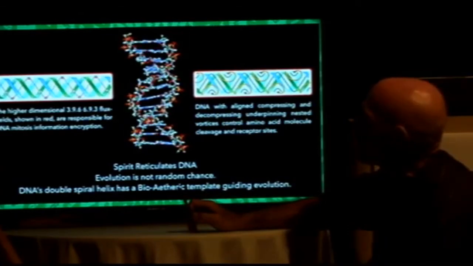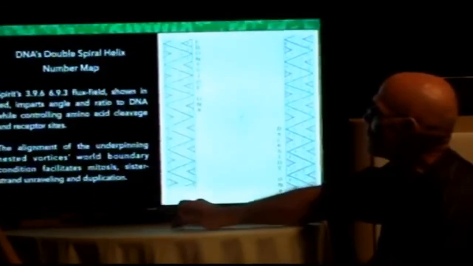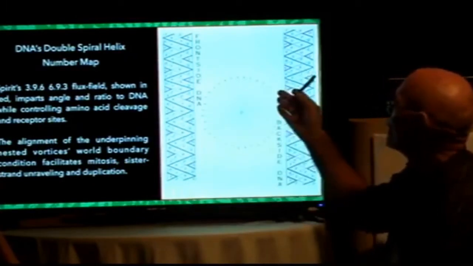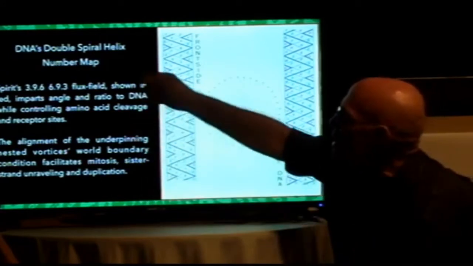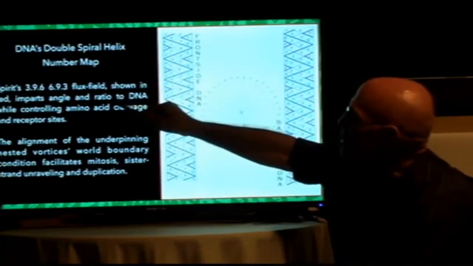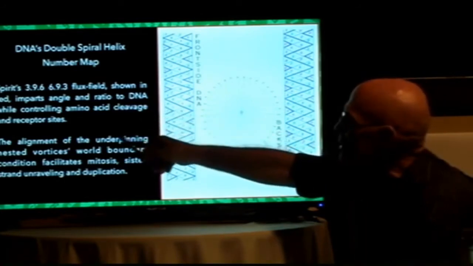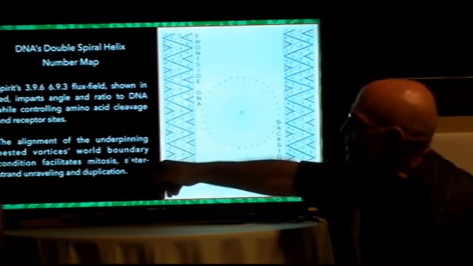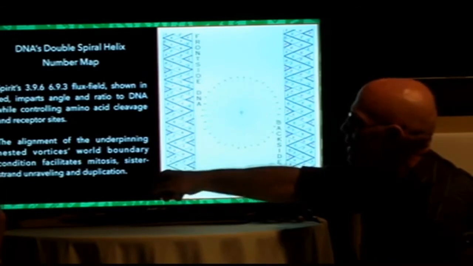Next, please. That means that evolution is not haphazard trial and error. And the nested vortices on DNA align, while on the torus they are staggered. DNA's double spiral helix number maps spirit's 396 and active flux, which is shown in red in parts, angle, and ratio of DNA while controlling amino acid. Alignment of the underpinning nested vortices, world boundary condition, facilitates mitosis, sister strand unraveling, and duplication.